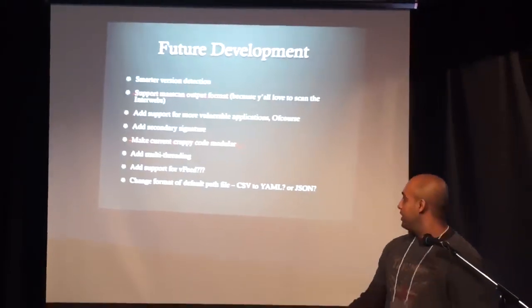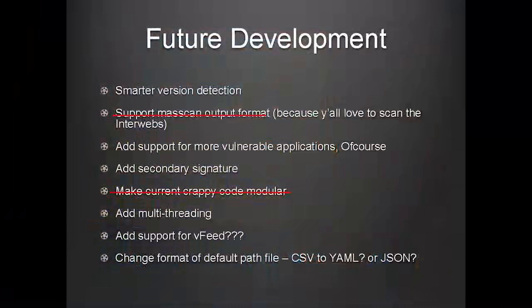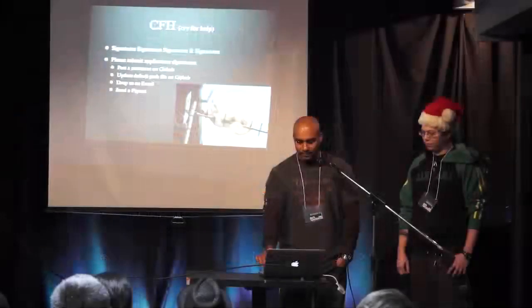Future development. We plan to implement smarter version detection, support for more vulnerable applications, and that's actually something I'll come back to. Support a secondary signature, add multi-threading. I'm not sure if we will be able to support vFeed. It's a vulnerability aggregator. It's pretty awesome. And of course, we are working on changing the format of the defaultpath.csv file so that it's not 1980s style.